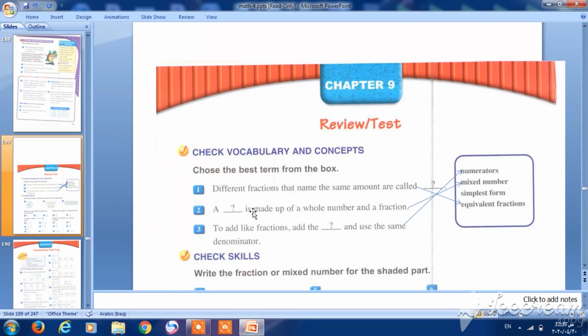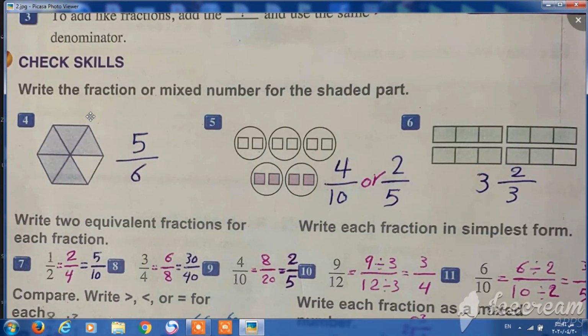Look at number 2. A blank is made up of a whole number and a fraction, so it is a mixed number. Number 3. To add like fractions, add the blank and use the same denominator. We say that when you need to add two fractions, we add just the top number, so the top number is called the numerator.